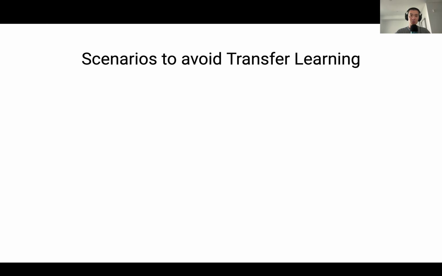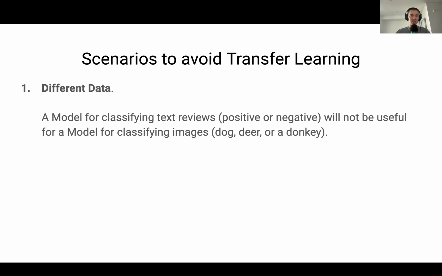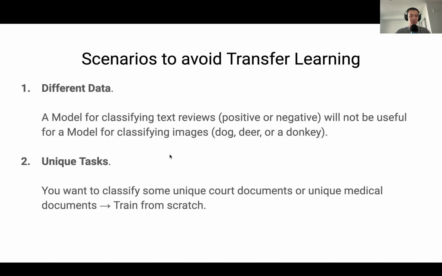What are some scenarios to avoid transfer learning? The most obvious is different data, right? A model for classifying text reviews, like positive or negative, will not be useful for a model for classifying images, like a dog, deer, or donkey. One works of text, the other works of images. And number two is unique tasks. Maybe you want to classify some unique court documents or unique medical documents, and there's nothing else that exists out in the wild because the documents you have are that unique, in which case you have no choice but to train from scratch.